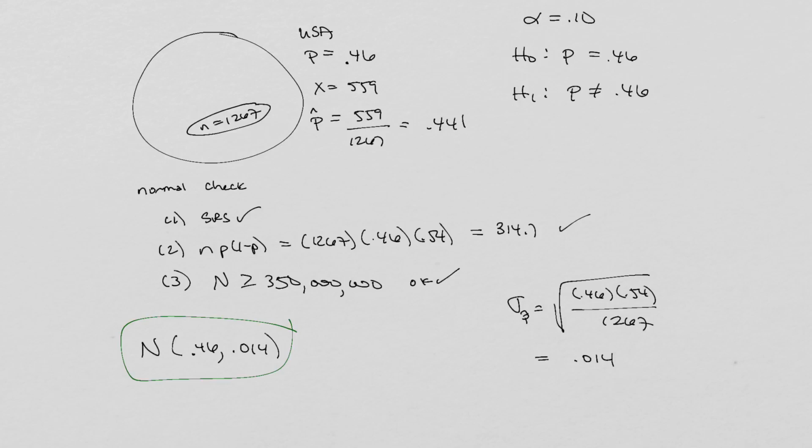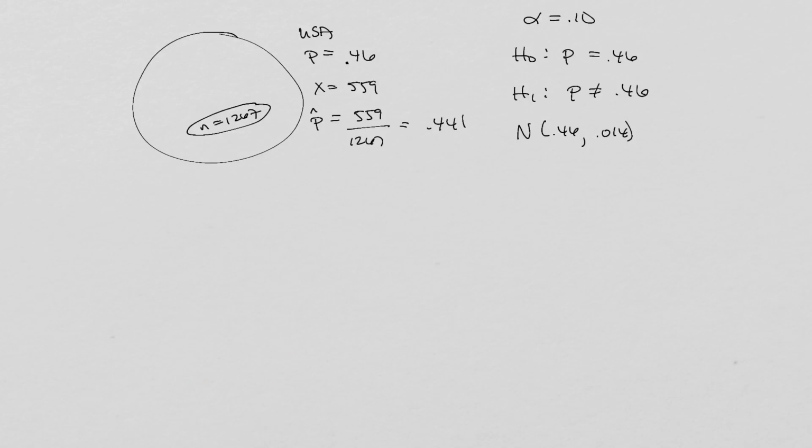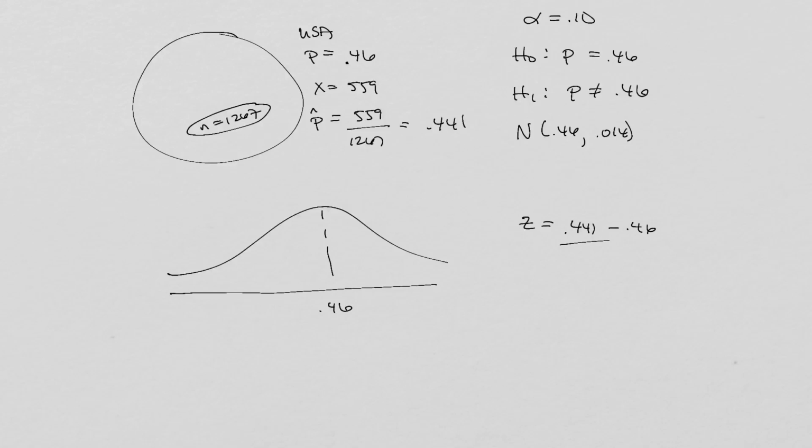All right, so let me clear off a little space here. In this case, we've got a two-tailed test going, so let's go ahead and draw my picture here. The mean should be there at 0.46, assuming the claim is true. To get my z-score, let's take 0.441, the sample proportion, minus what they claim is the proportion, 0.46, and divide that by the standard deviation, which is 0.014. This gives me negative 1.36.